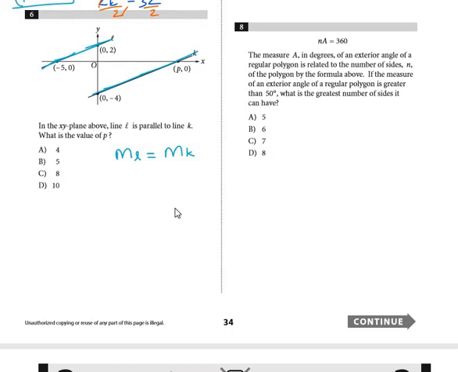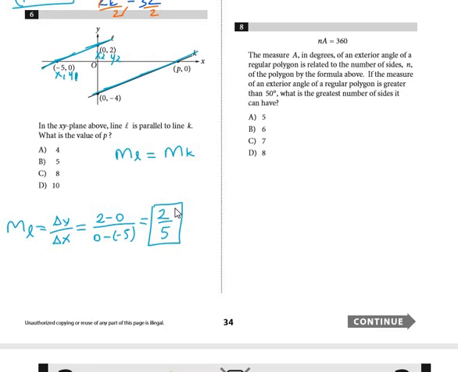We're going to apply delta y over delta x, which is y2 minus y1 over x2 minus x1. Let's call this x1, then this is y1. Let's call this x2, then this is y2. So y2 minus y1 is 2 minus 0, and x2 minus x1 is 0 minus negative 5. So this is 2 over 5. This is the slope of line L.